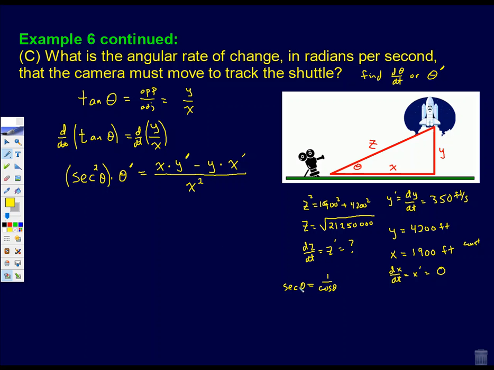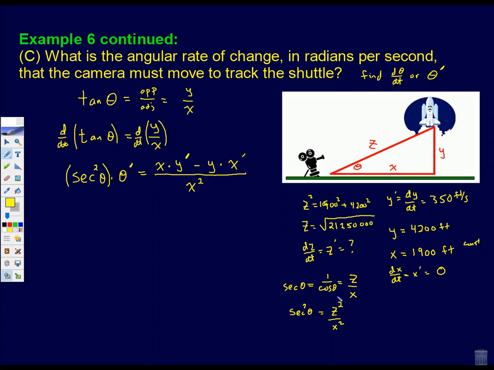But I know the cosine of an angle is the adjacent divided by the hypotenuse. So if I think of this as the reciprocal of the cosine, and in this context the cosine would be x over z, the secant would be z over x. But I still want secant squared. So I'm going to make a note here that secant squared theta would be z over x times z over x. That's going to be z squared over x squared.